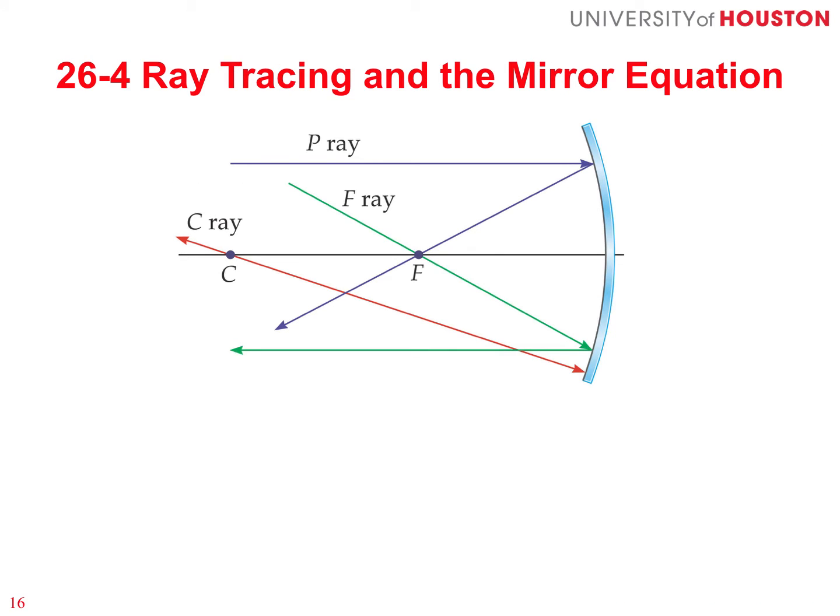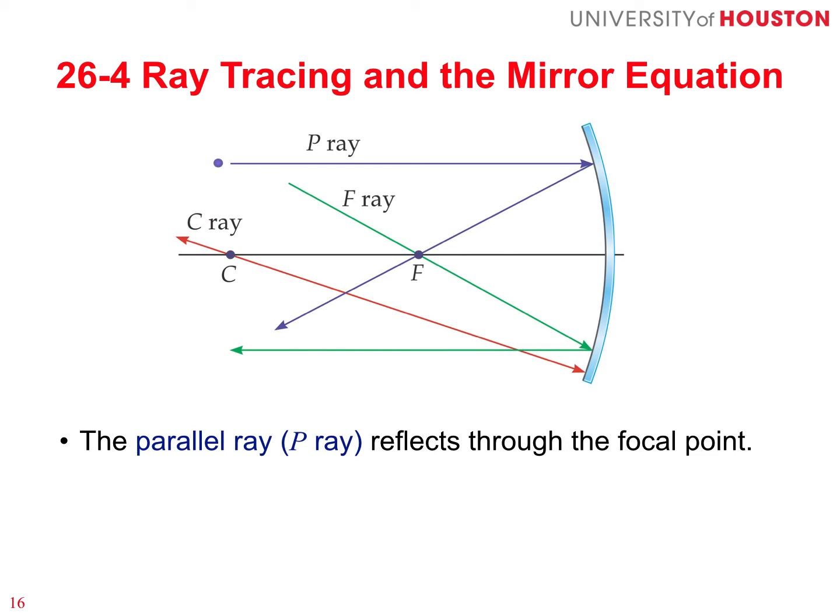Now we will discuss ray tracing. Ray tracing helps us determine the nature of an image formed from an object, whether it's upright or inverted, and it also tells us where exactly the image will form in relation to the mirror. There are three rays that we use for ray tracing. The first is the P-ray. This starts off parallel, then is reflected from the mirror and goes via the focal point.